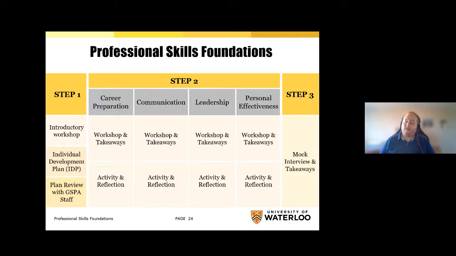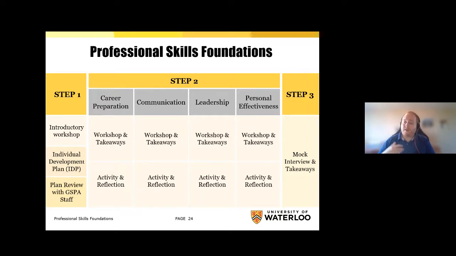To that end, there are three primary steps to the program. The first step, which is the step that you're in right now, is doing the introductory workshop. So step one is basically getting started with the program, and that involves doing the introductory workshop, which you are sitting in on right now, creating an individual development plan, and then reviewing that plan with the GSBA staff. So this would be myself, or more likely, my colleague Ileana.